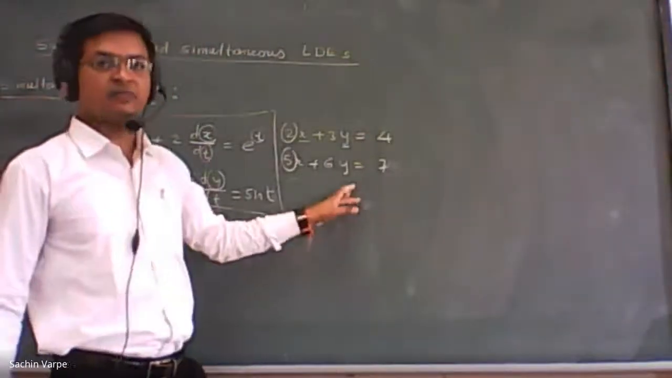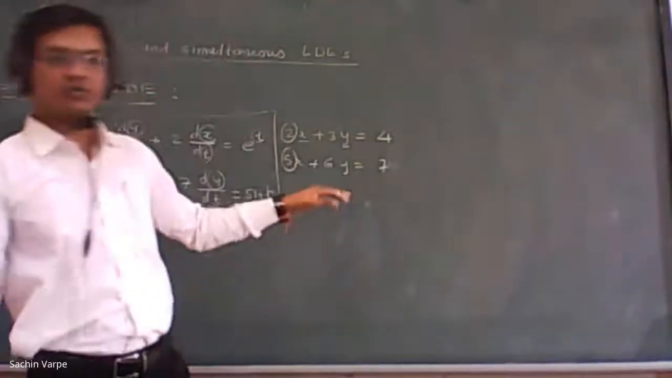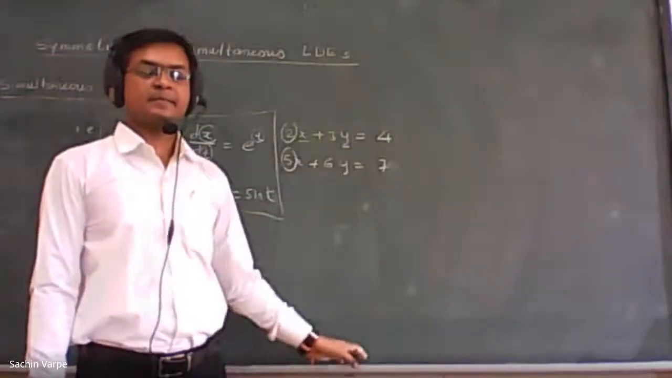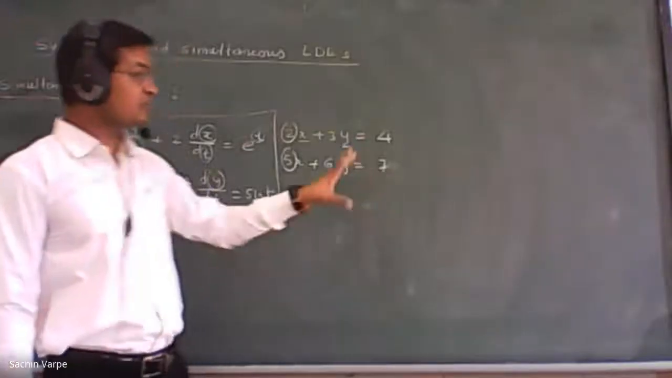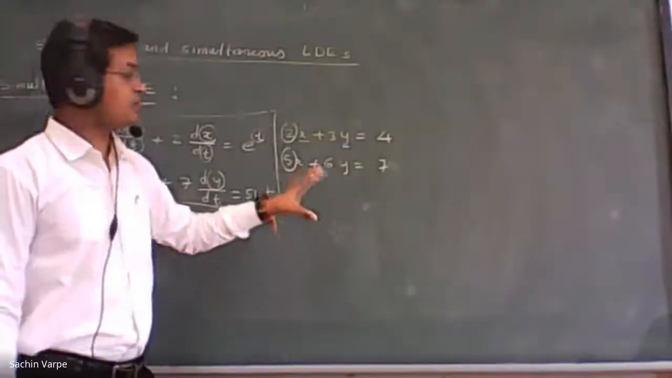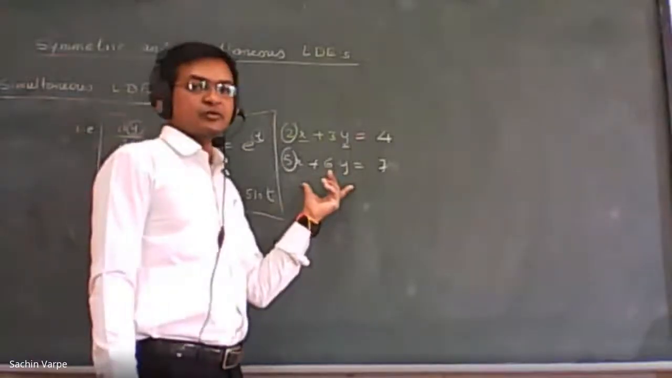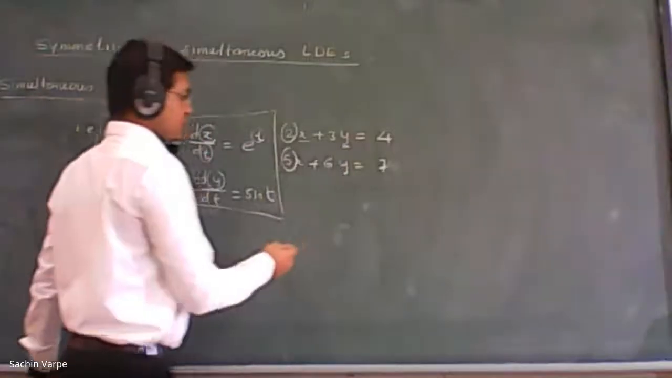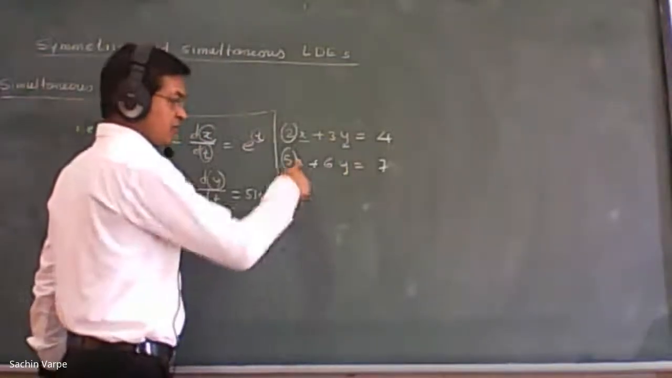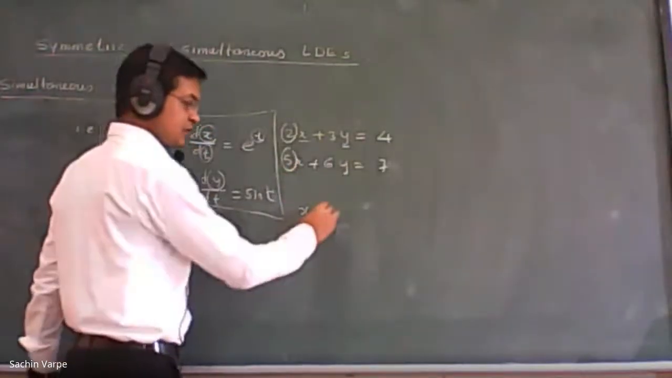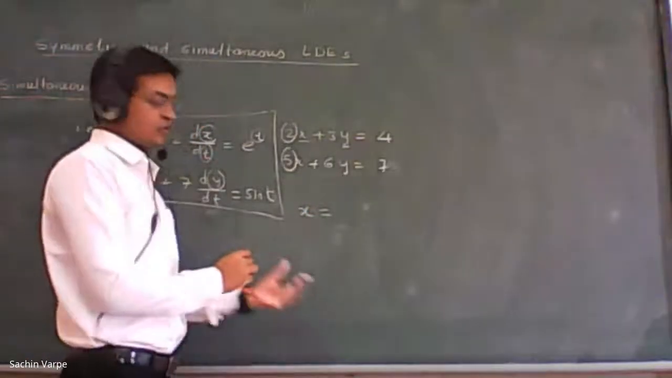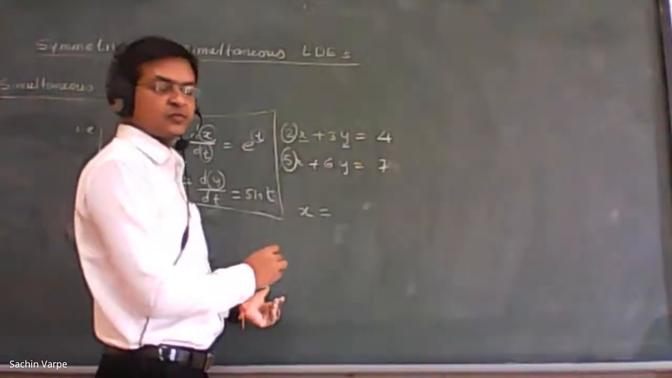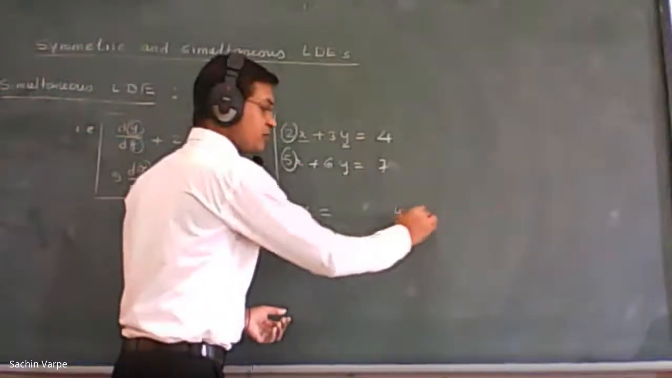Anything else? Is there any other method to solve such equations? Cramer's rule. Exactly, that is very famous, and that is very important also. Cramer's rule, and that is very easy also. What does Cramer's rule say? The value of one variable x is equal to what? Can you tell me the formula by Cramer's rule? What is the value of x and what is the value of y by Cramer's rule?